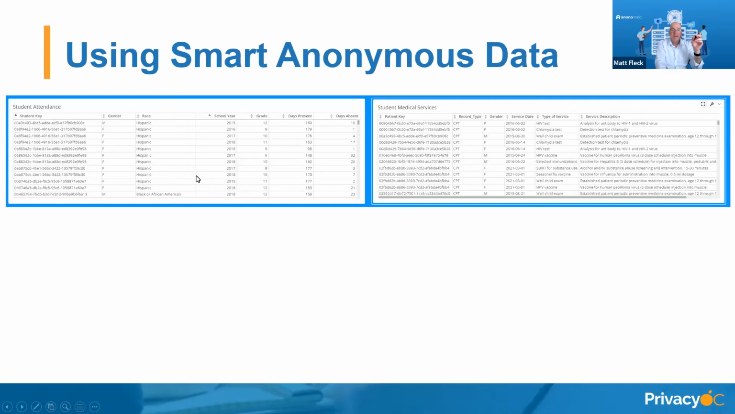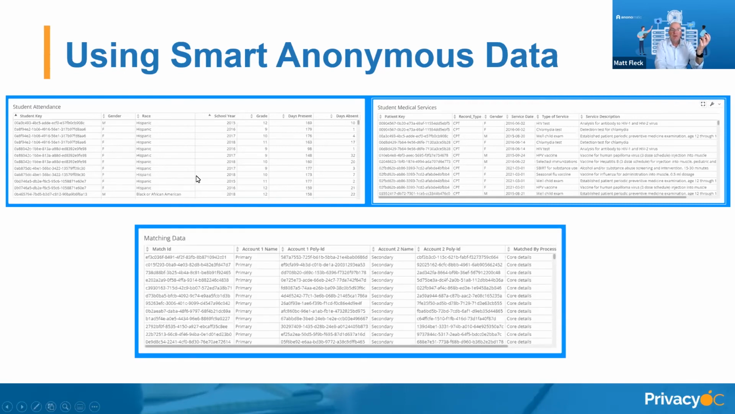The third piece here is the matching table. And the matching table says, hey, this student ID and this patient ID, they belong to the same person. And they are linked together. So this allows those different data sets, in simple ETL, SQL joins, what have you, to come together so that your data scientists can get off and running and discover things.